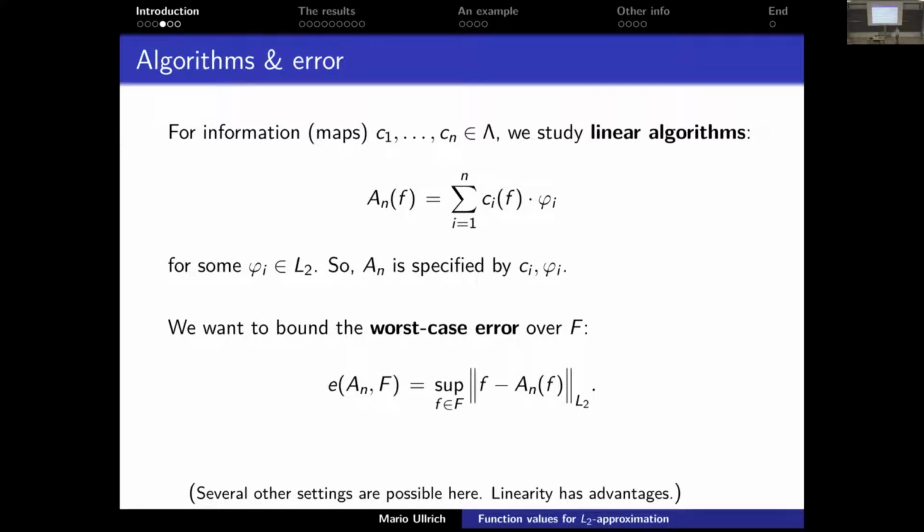And what we want to bound is the worst case error. Let's say we have a fixed algorithm, then the worst case error is just the error that I'm making for a specific f, and now I take the supremum over our class big F, which might be a unit ball in a normed space. So that's just the definition of the worst case error here. But as I write here, several other settings are possible. So L1 approximation, L infinity, all this stuff, or maybe even another setting instead of worst case error. You could also discuss average case error, randomized error.